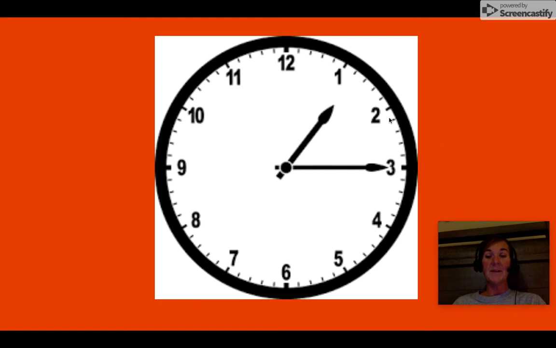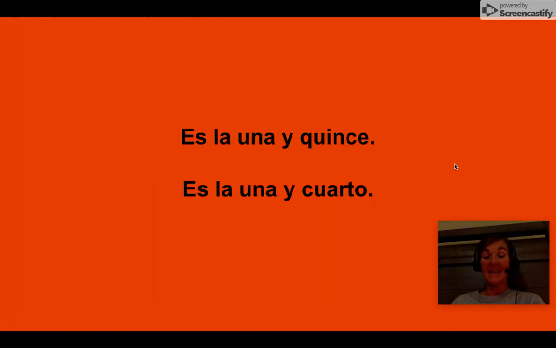All right, what about this one? We're not to the 2 yet, and our minute is at the 15 mark. What do you think the answer to this one would be? The answer to this one is es la 1 y cuarto or es la 1 y 15. Either are correct. Remember, cuarto means a quarter of an hour, and 15 minutes is a quarter of an hour.